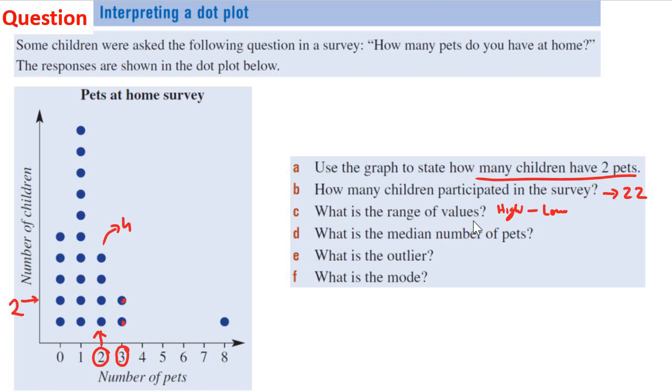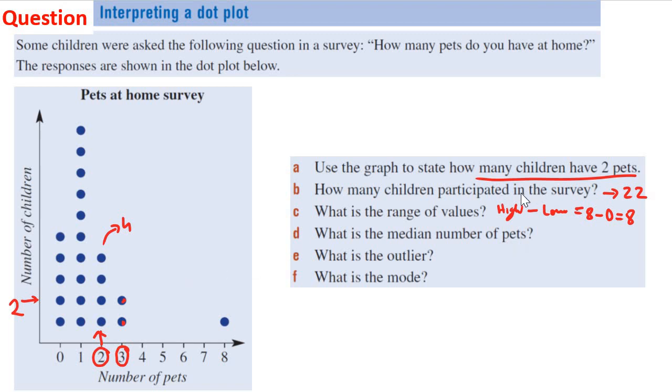So what is the range of values in this case? The range of values here is not regarding the number of children, but instead regarding the number of pets. So here you see, what's the maximum number of pets? 8, and the minimum number of pets is 0. So the range in this case for the number of pets is equal to 8 minus 0, which is equal to 8.